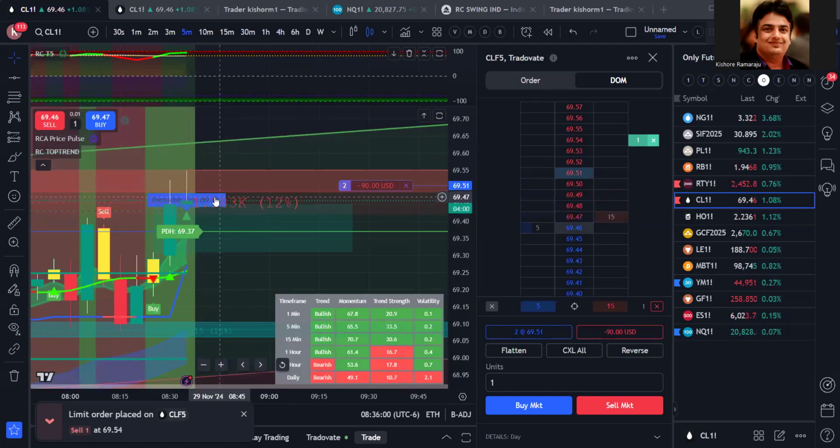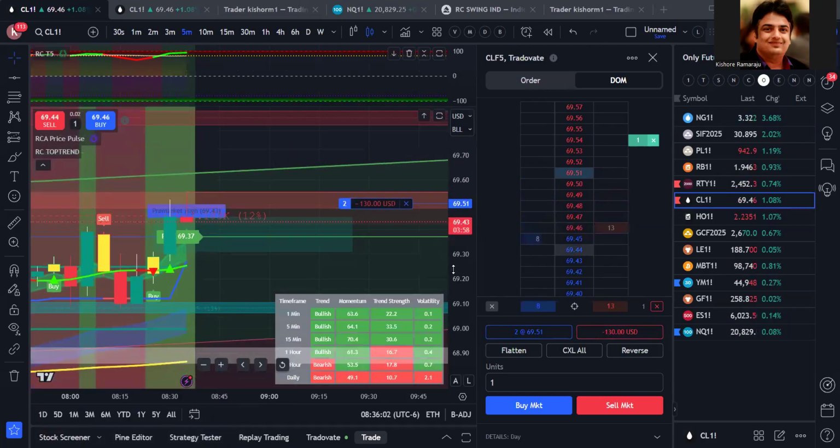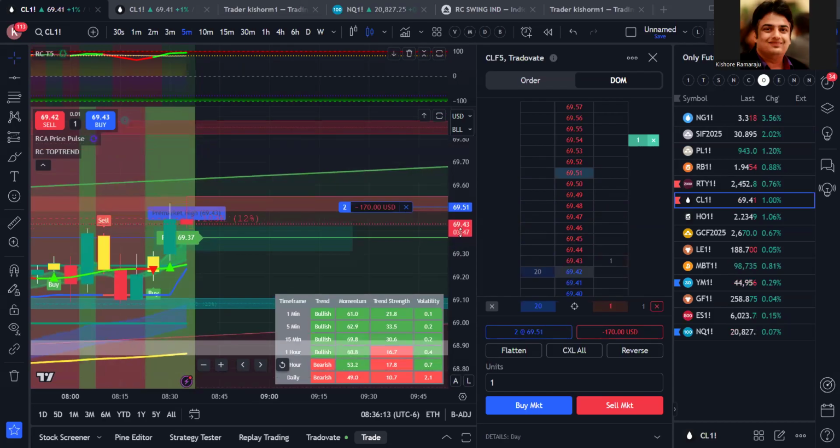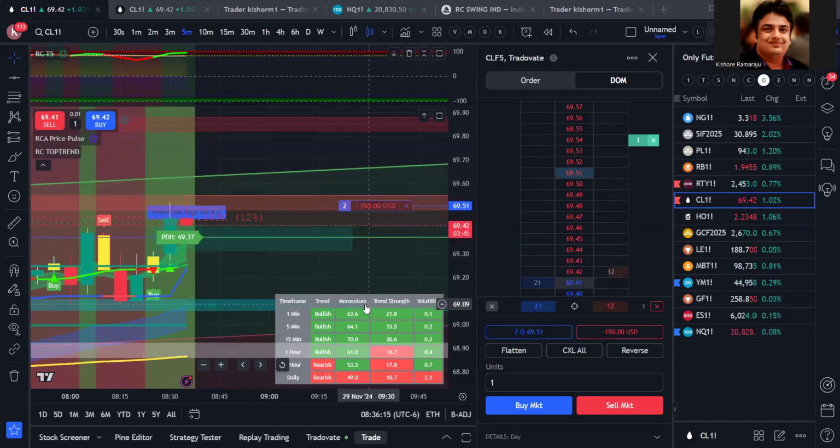Actually, there are some sell orders here. If it breaks it, then it can go all the way to the top, 69.8. Should have waited for the candle to close above it. Still, there is a lot of bullish momentum. You can hold for some more time.